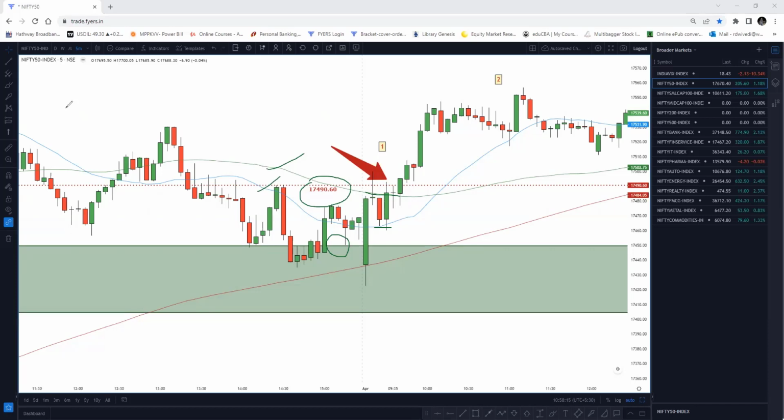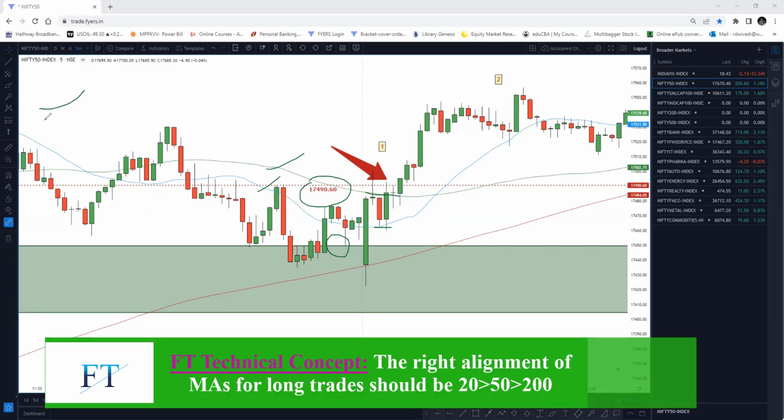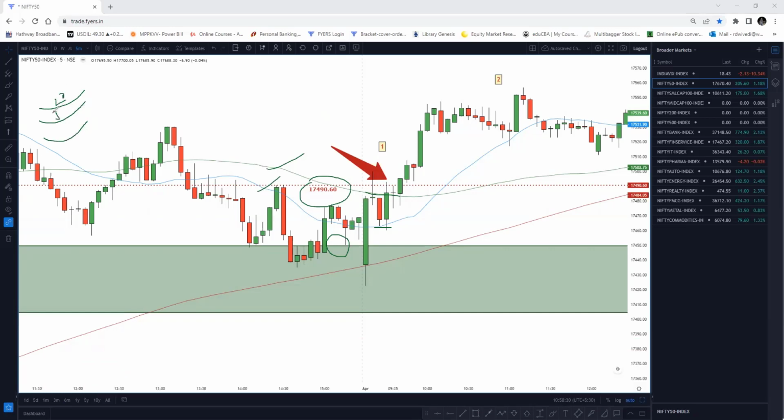Whereas if you've been following my videos, I have many times mentioned that for the bullish setup, the right alignment should be that the 20 should be above the 50 and the 50 should be above the 200. So this is our 20, this is our 50, and this is our 200. So the MAs were not aligned properly. We have a very nice breakout.